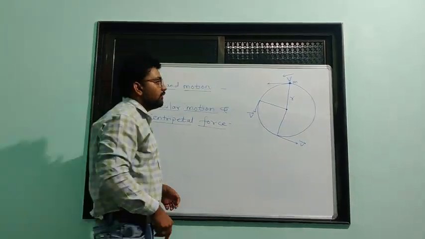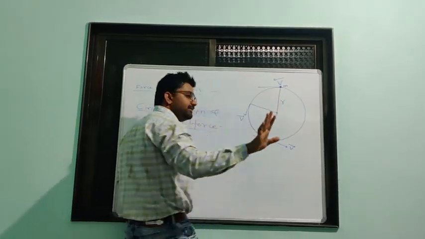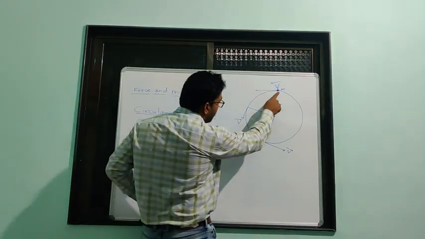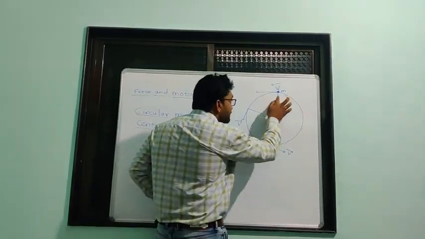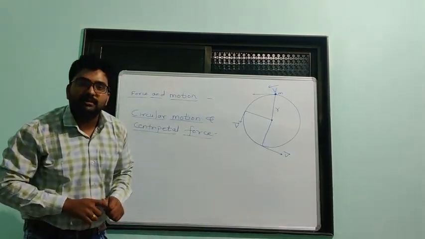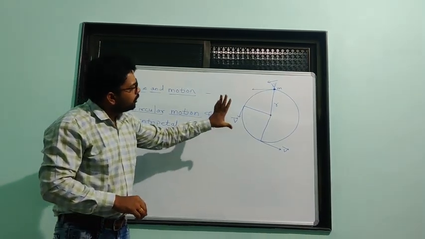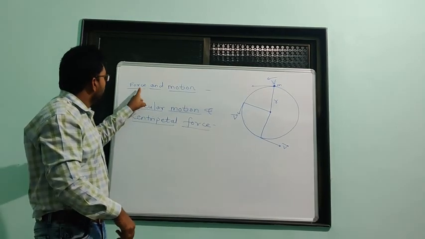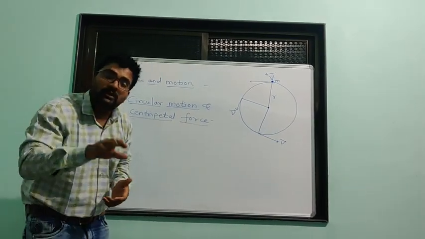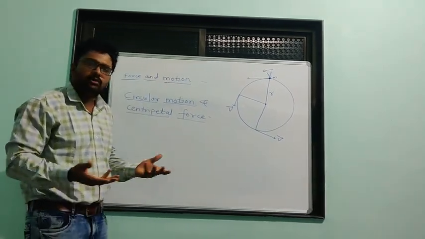The motion of an object on the circumference of a circle is simply called circular motion. Now here is also one motion, and we studied that force and motion are two related parts. Motion is possible when we apply force, then and only then is motion possible.